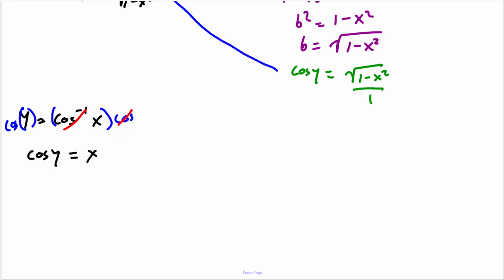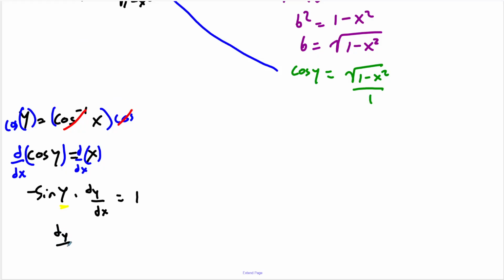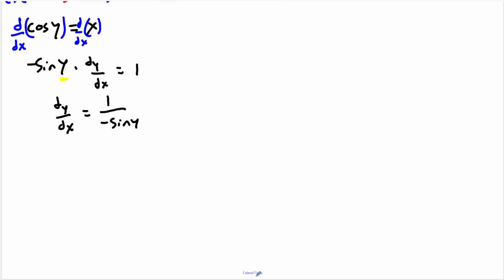Do the derivative of both sides with respect to x. Some implicit differentiation. We get then the derivative of cosine. Remember, negative sine of y times the derivative of the inside. Again, watch those videos if you don't know how I got these derivatives. Times dy dx equals the derivative of x, which is just 1. So then we get dy dx equals 1 over negative sine of y. Okay, so now we want to find negative sine of y.